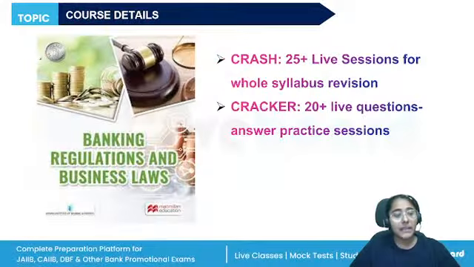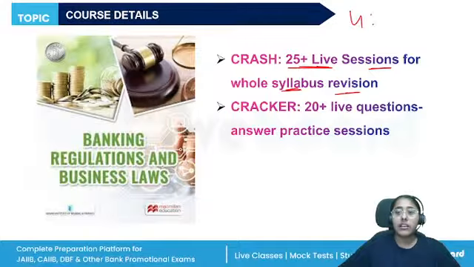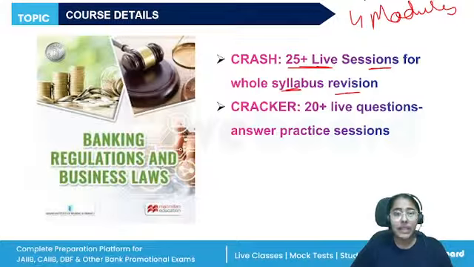In the BRBL paper, Banking Regulation and Business Laws, first we will have 25 live sessions for the whole syllabus revision. There are four modules in our BRBL paper, and there are 34 units that we need to cover. All the 34 units will be covered. We will not leave any topic or chapter behind in the 25 live sessions. But this will be exam and revision focused.